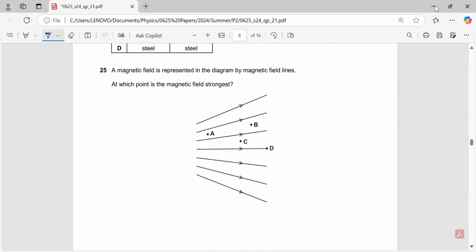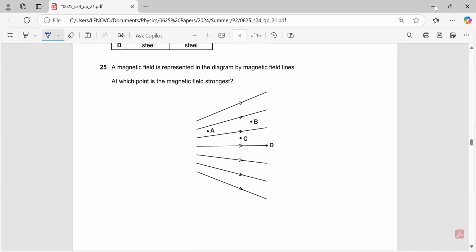Next, question number 25. A magnetic field is represented in the diagram by magnetic field lines. At which point is the magnetic field strongest? We are talking about at which point the magnetic field is strongest. So the magnetic field is stronger where the magnetic field lines are very close to each other, right? And it is only possible near the source.